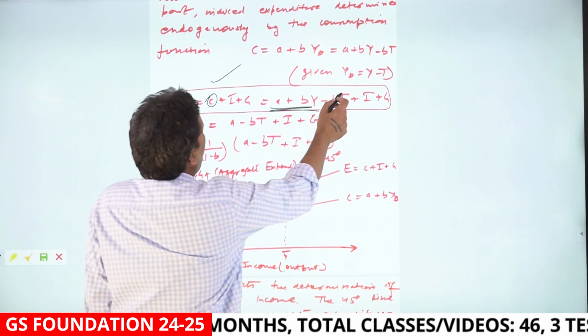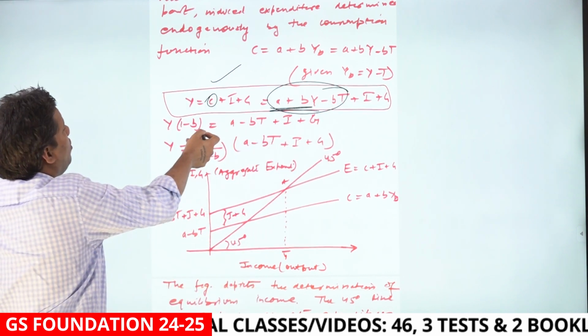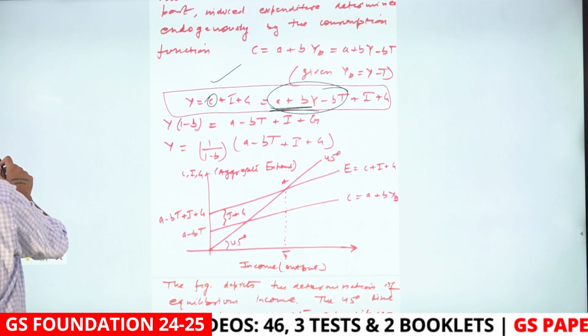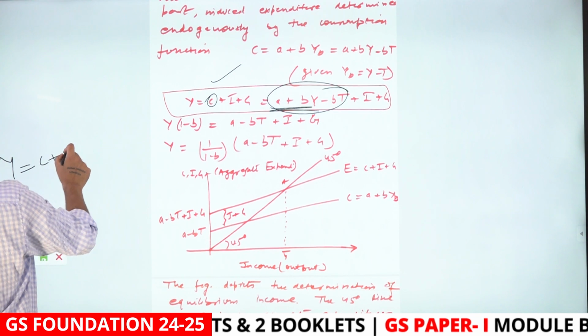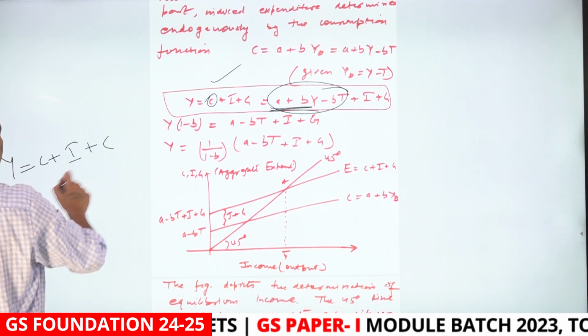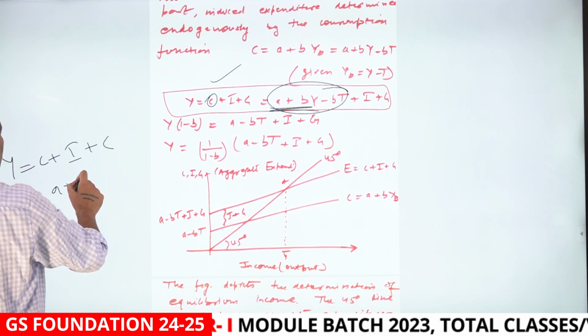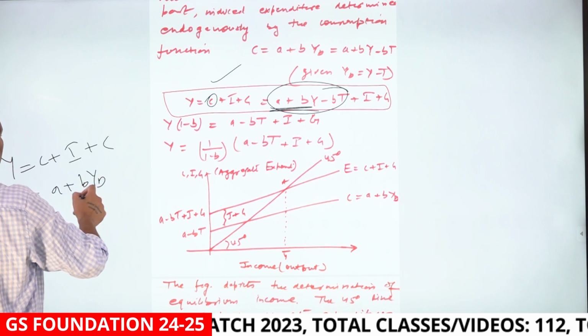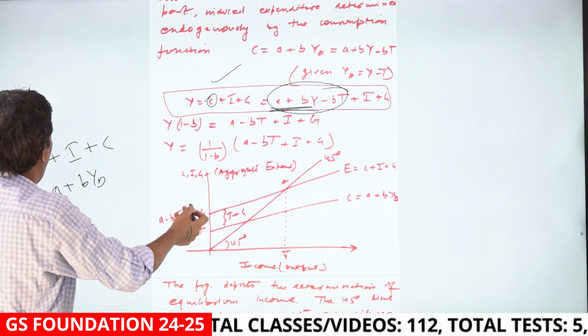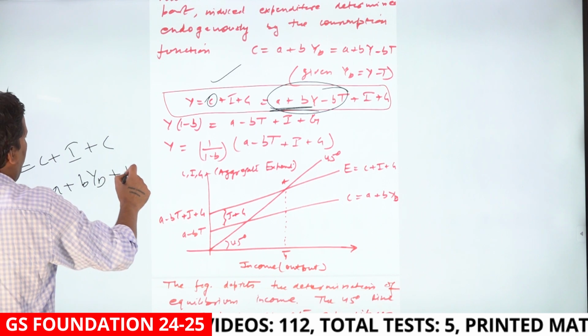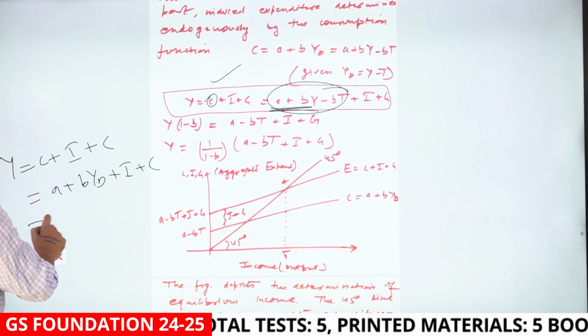From where you got it? See, this is nothing but, just now we saw, Y is equal to C plus I plus G, and C is your A plus B YD, and YD is your Y minus T, right? Let me write it to help you explain how this equation came.